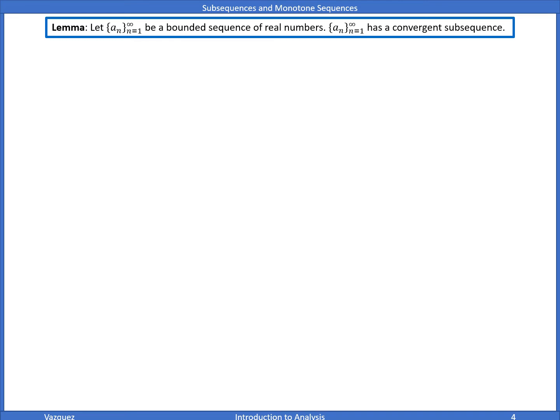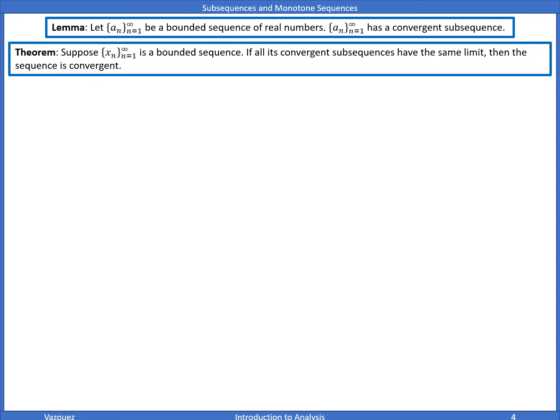Right, so for example, the one that would go from 0, 1, 0, 1, that's a bounded sequence. And if we just pick nothing but the zeros here, every other term, we get a convergent subsequence. So that's a neat lemma we're going to use for this next theorem. This next theorem says, suppose x sub n is a bounded sequence. If all its convergent subsequences have the same limit, then the sequence is convergent.